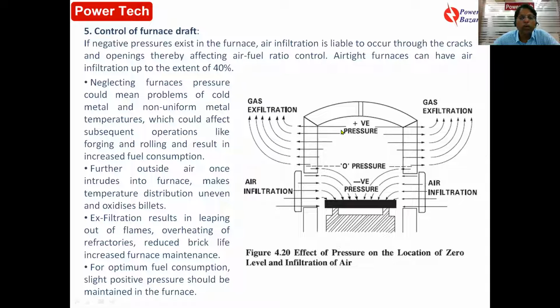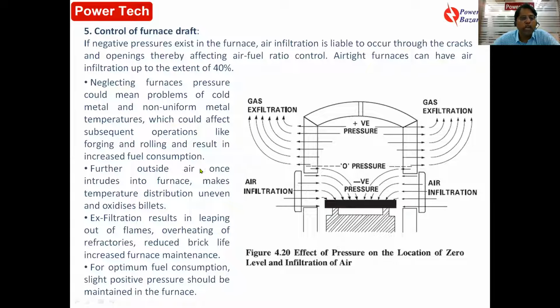Then what is the best way? At what pressure, or what draft, should we operate the furnace? That is the question. Here we have seen even an airtight furnace can have air infiltration up to 40%. Neglecting furnace pressure could mean the problem of cold metal, non-uniform metal temperature, which will affect subsequent operations like forging and rolling, and increased fuel consumption. So we cannot have a negative pressure furnace because it will give rise to more losses.